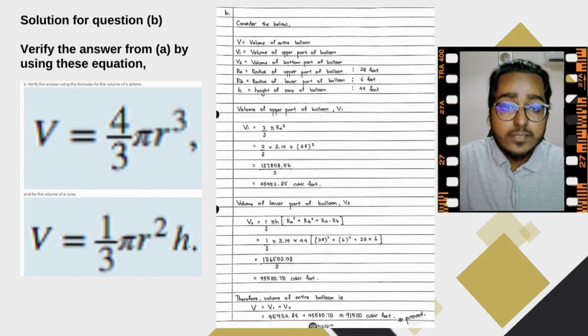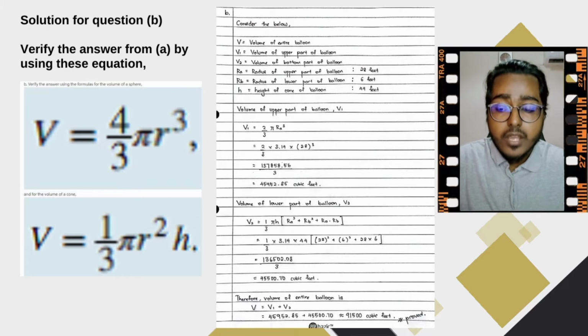The second part of the question is asking to verify the answers in A by using formulas of volume of a sphere, which is V equals 4 over 3 pi r cubed, and volume of a cone, which is V equals 1 over 3 pi r squared times h. We can now consider V as the volume of the entire balloon, V1 as the volume of the upper part of the balloon, V2 as the volume of the bottom part of the balloon, Ra as the radius of the upper part of the balloon, Rb as the radius of the lower part of the balloon, and h as the height of the cone of the balloon.